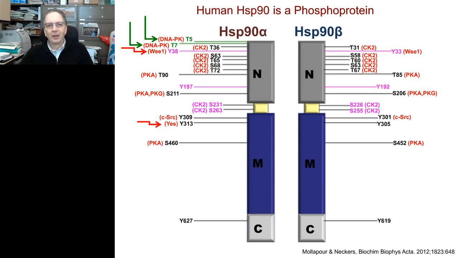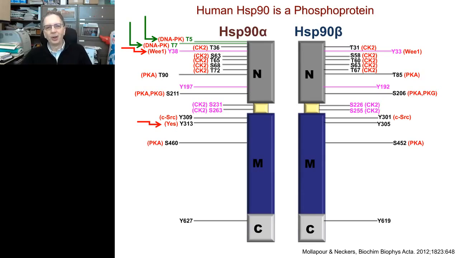Y38 in HSP90 alpha, and Y313 in HSP90 alpha affect drug sensitivity, HSP90 activity, and location inside the cell. For threonines 5 and 7, we know the kinase that phosphorylates these residues. It's DNA-PK, which is itself a client of HSP90. For Y38, we know the kinase is WEE1, also a client of HSP90.